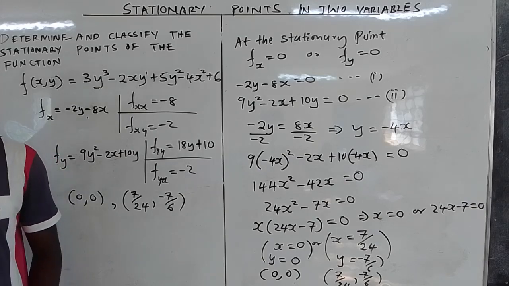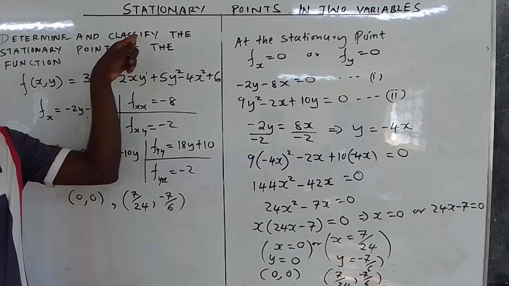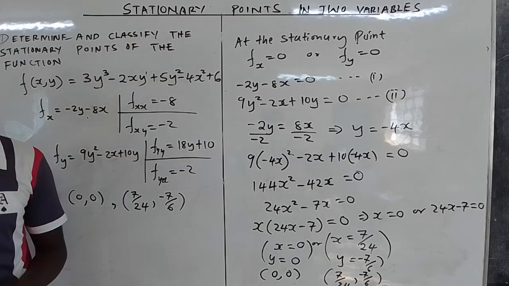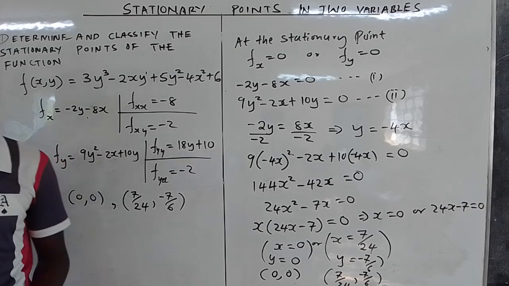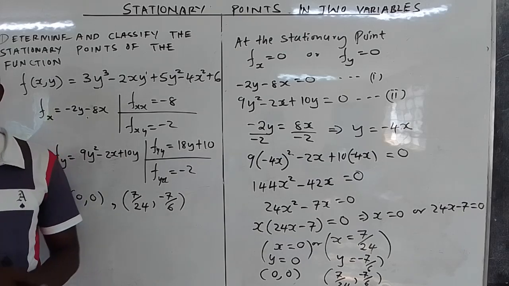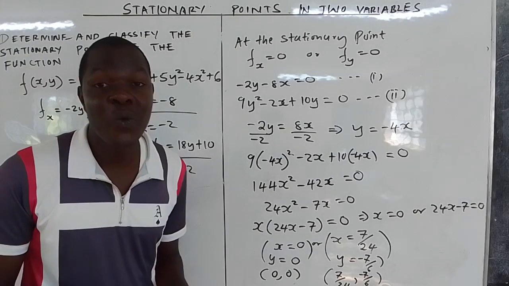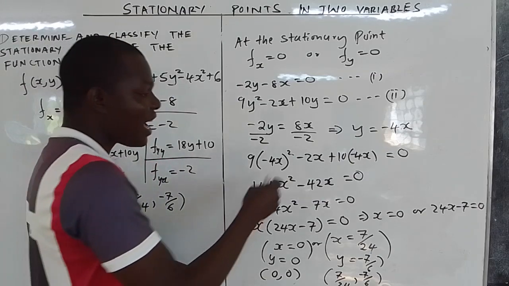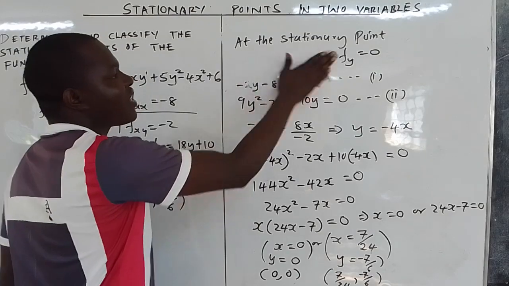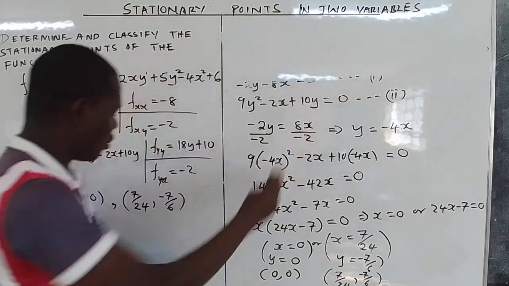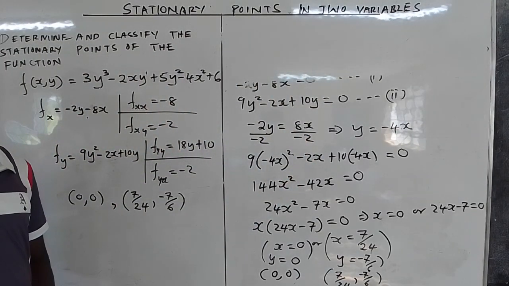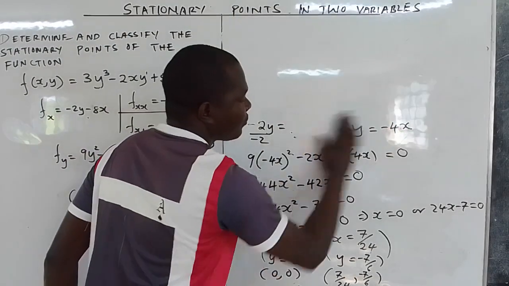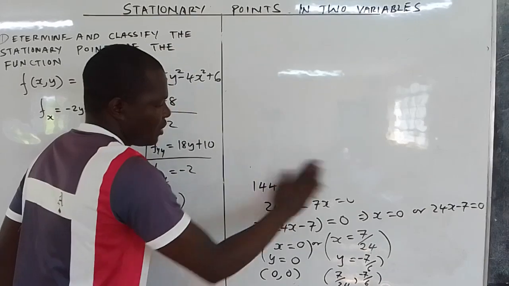After determining the stationary points, we now want to classify them. Meaning when we are classifying the stationary points, we are stating their nature. For us to state their nature, we have to look for the determinant of the Hessian matrix. Let us now state the nature of these two stationary points we found. Are we together? Let's state the nature.